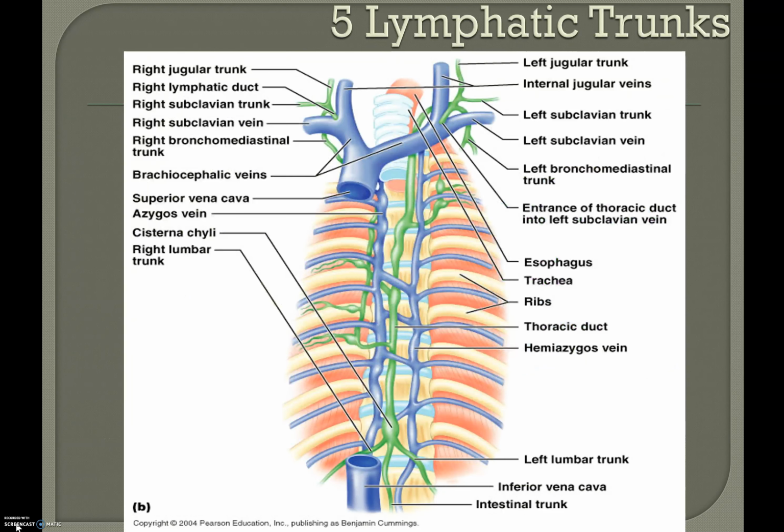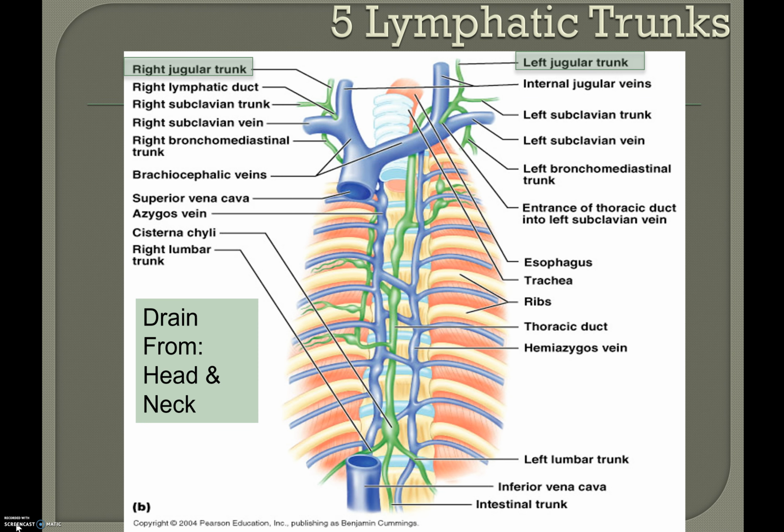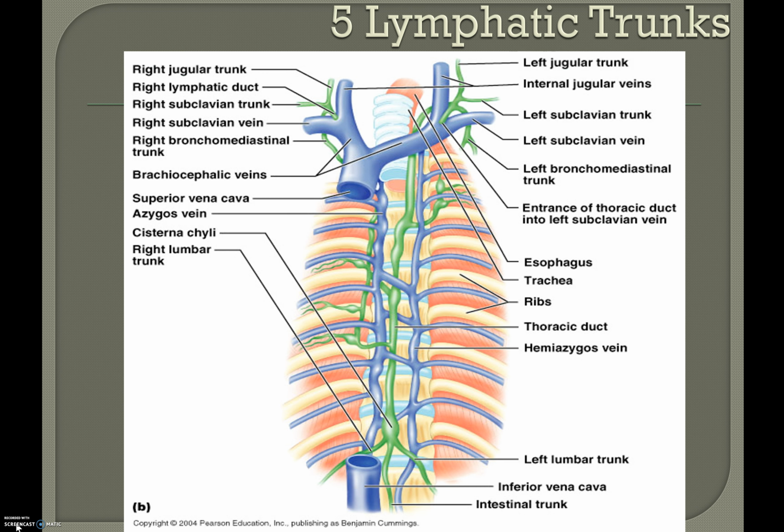The lymphatic vessels join together to form lymphatic trunks. There are 5 important trunks that we will talk about. You only need to know about the names of these trunks and some very basic functions. First, we have left and right jugular trunk. They drain lymph from the head and neck region.